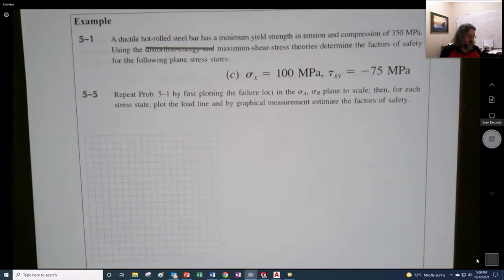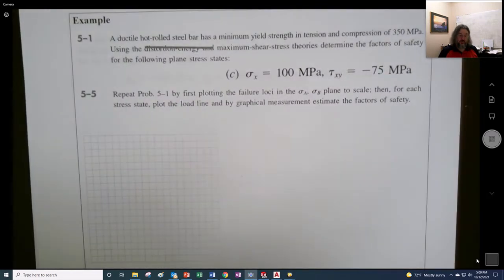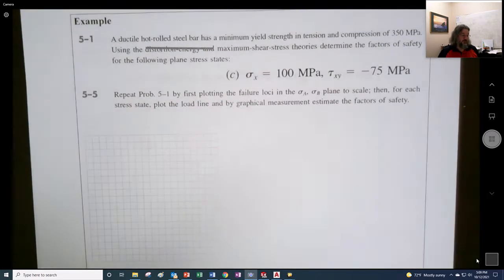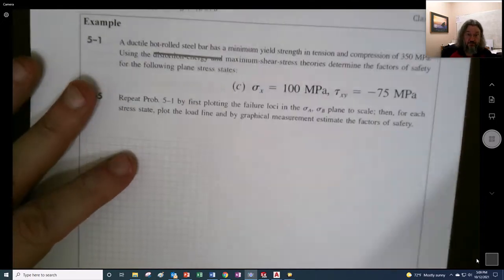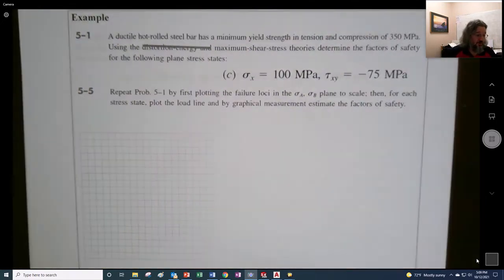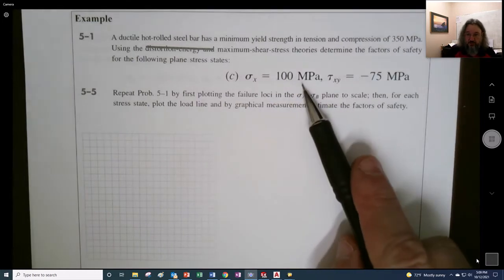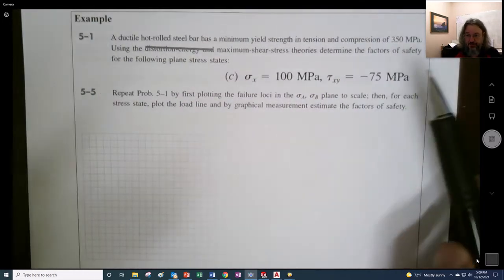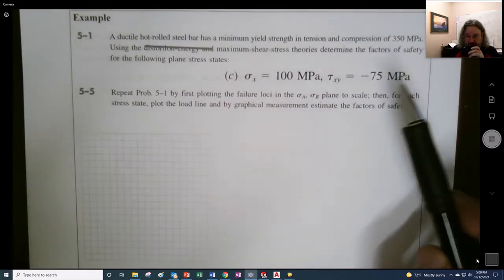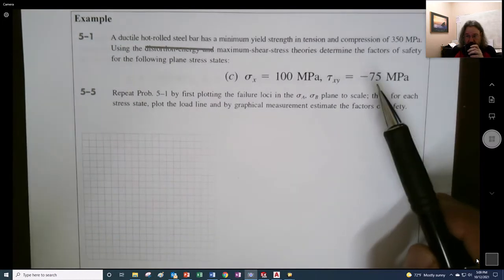Continuing on with class 14, we're going to do another maximum shear stress theory example, and this one is Shigley problem 5.1 part C, at least in one of the editions, where we have 100 megapascals and 75 megapascals in shear.